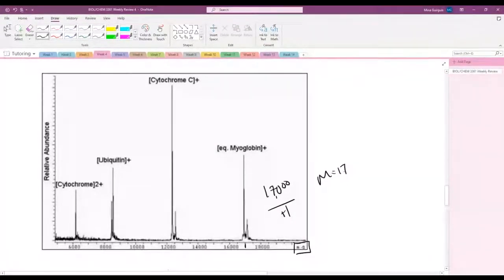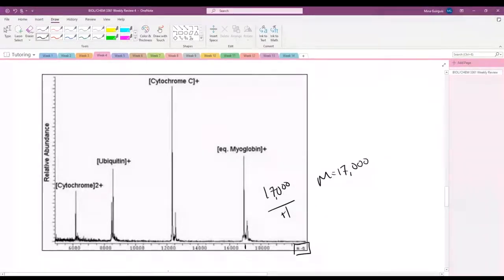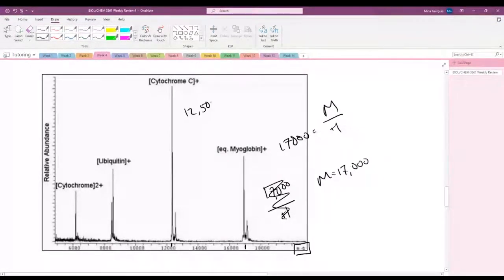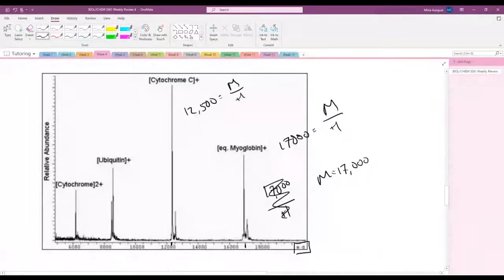That tells us mass is going to equal 17,000. I should have set this up differently. I apologize. It should be 17,000 equals mass over plus 1. That would have been a more correct way to draw it. This one, I am willing to call about 12,500. And that's once again equal to the mass over a charge of 1. This one is probably actually a little bit lower than 12,500. That's okay. This one we'll call 8,500 for ubiquitin. 8,500 equals mass over a charge that is once again plus 1.